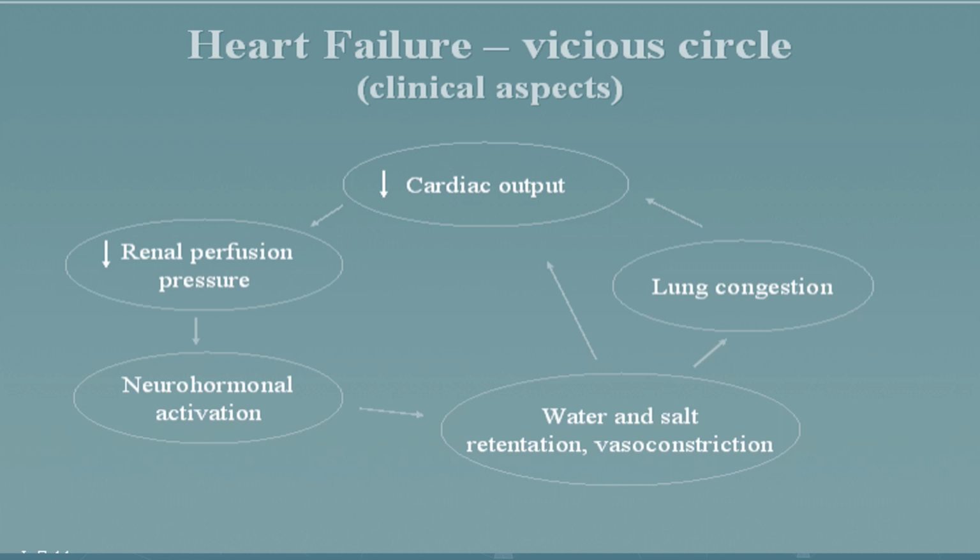And all this retention of salt and water will add up to the congestion of the lungs, and again this vicious circle will repeat. Again this salt and water retention and vasoconstriction are responsible for further decreasing the cardiac output. So this is the vicious circle. So in this case, what will be the drugs that will be required?